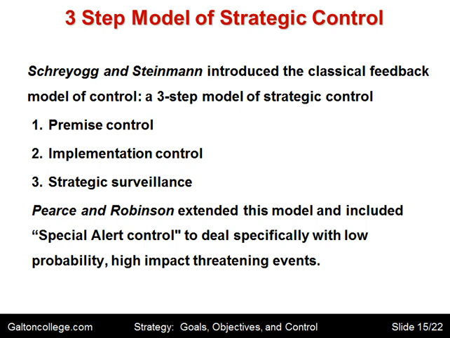Sherlock and Steinman introduced the classical feedback model of control, a three-step model of strategic control. First of all, they have what's called premise control. We'll talk about premise control in a second. So we have premise control, then we have implementation control, and then strategic surveillance.